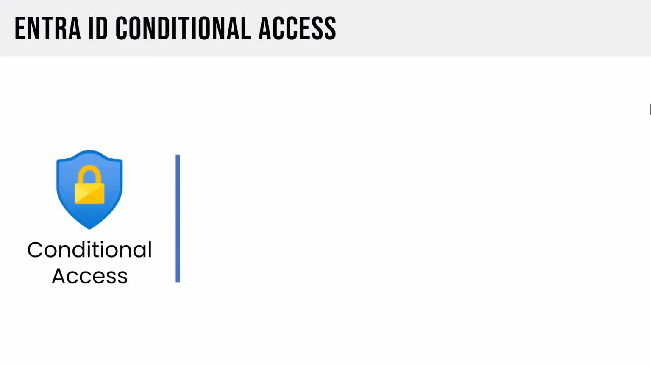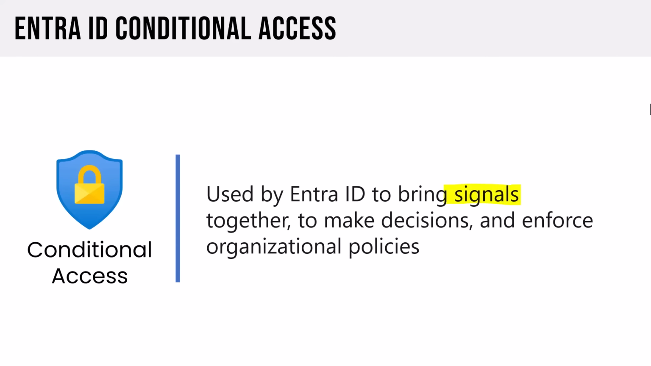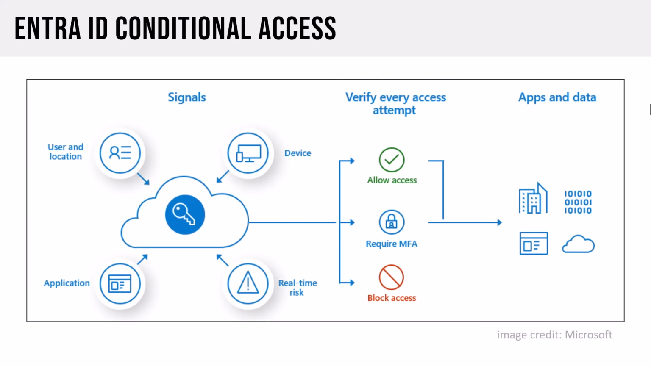And a powerful component in our access management strategy is conditional access in Entra ID, which is used to bring signals together to make decisions and enforce organizational policies based on the criteria around authentication and access requests. So to visualize that, conditional access will look at the signals, which would be the user's location. Are they coming from a managed device using an approved application? Are there any risk indicators around that user? There's a risk component in Entra ID called identity protection.